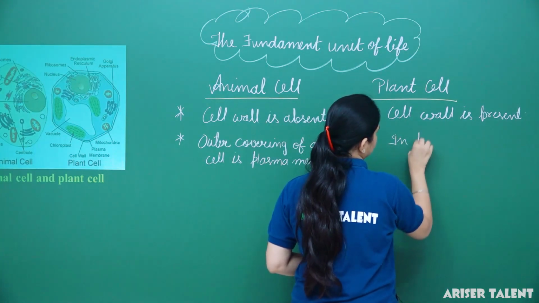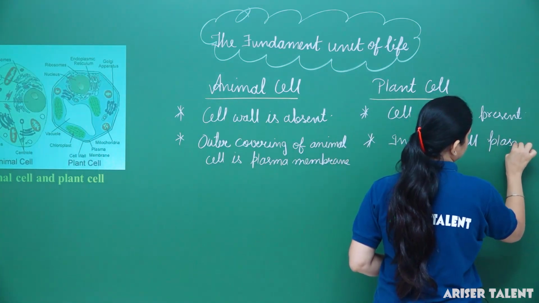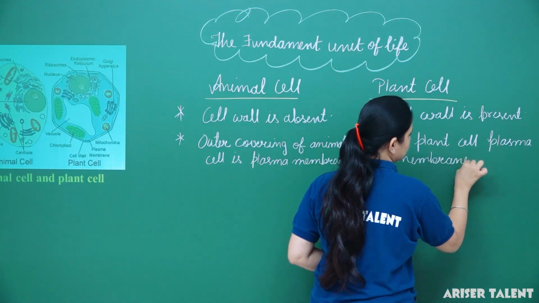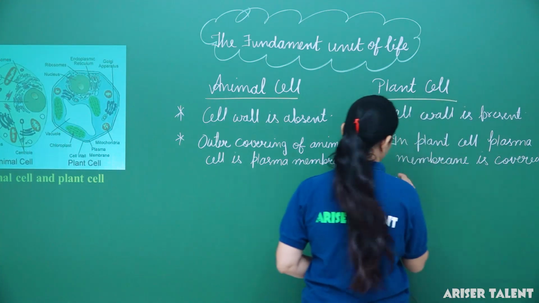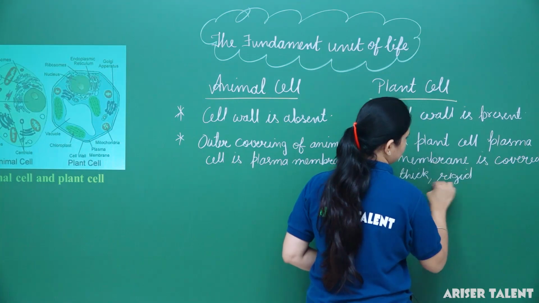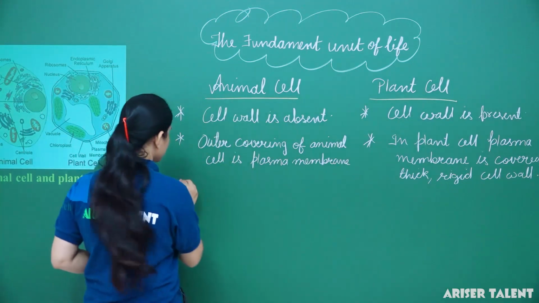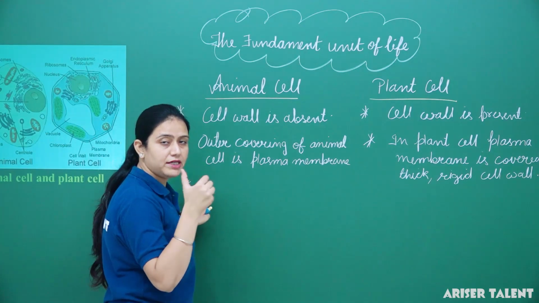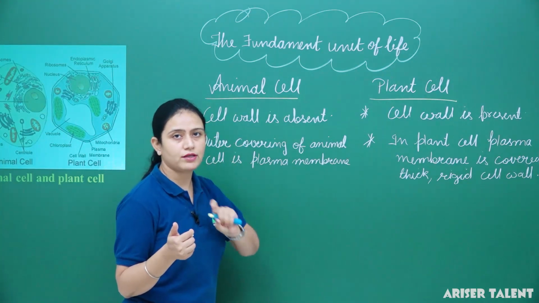In plant cell, plasma membrane is covered by thick, rigid cell wall. Okay, this is the difference. Next difference is of vacuole. So, in the animal cell, many small vacuoles are present, and in the plant cell, a large central vacuole is present.